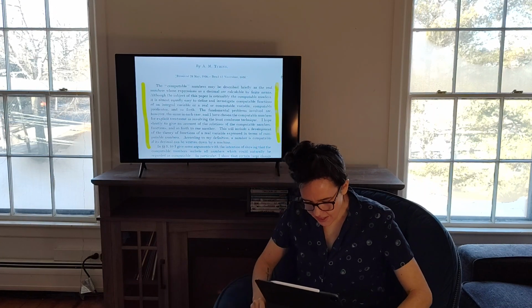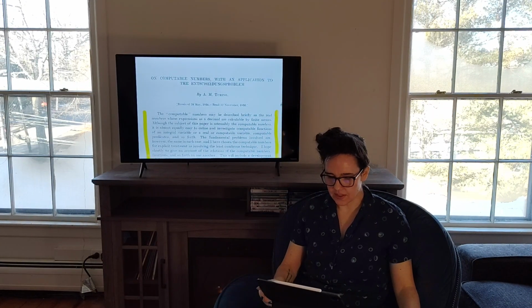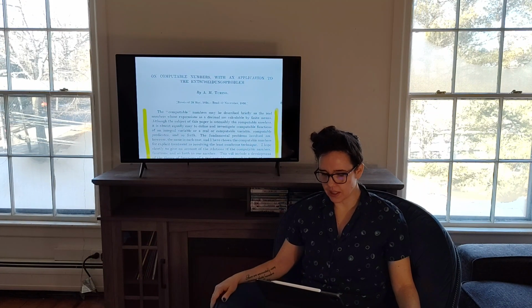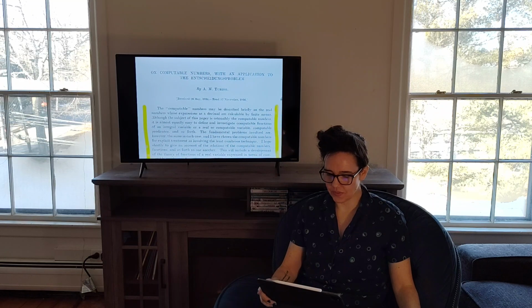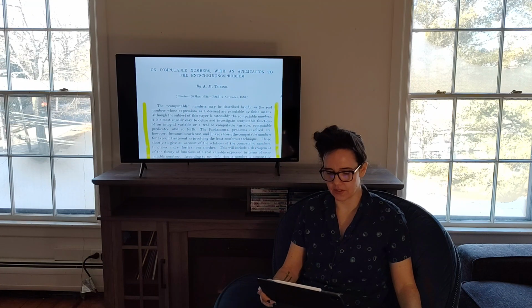Okay. So let's see what this is. This is On Computable Numbers, with an Application to the Entscheidungsproblem. I feel like I've heard that before. By A.M. Turing. Received 28th May 1936. Read 12th November 1936.